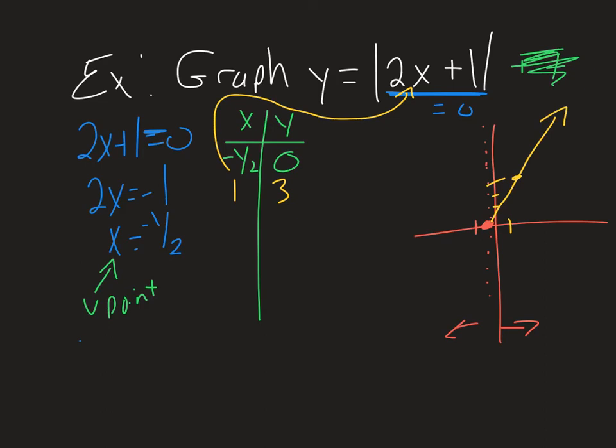Now I have to do the left half, so I have to pick a number less than negative 1 half. I'm thinking the next easiest point to work with would be negative 1. So I'm going to plug that in for x. Negative 1 times 2 is negative 2, plus 1 is negative 1. The absolute value of negative 1 is 1. So I know it goes to the point negative 1, positive 1. And at this point, I can finish off the other chunk of the V. So I did it with 3 points.